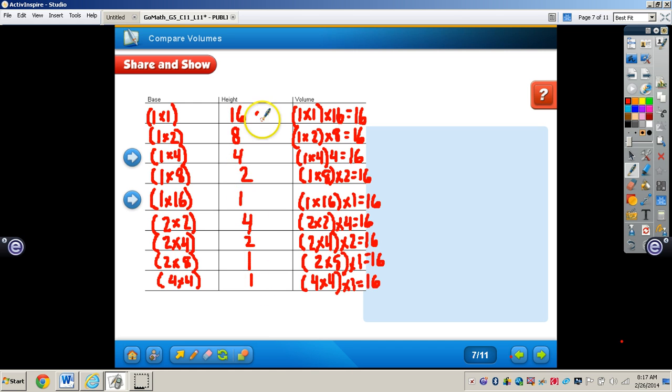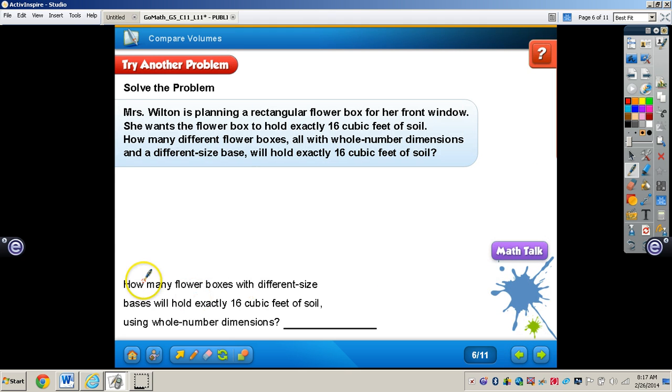So we can take all of this. We see 1, 2, 3, 4, 5, 6, 7, 8, 9. That's going to answer our question: how many flower boxes with different sized bases will hold exactly 16 cubic feet of soil using whole number dimensions. We can see easily there are 9 flower boxes. And making that table is really the only way that you can figure out all those different ways to get 16 cubic feet.